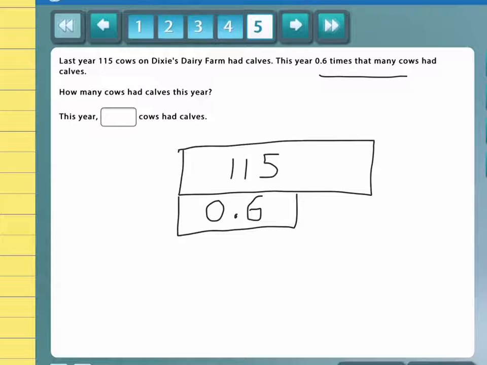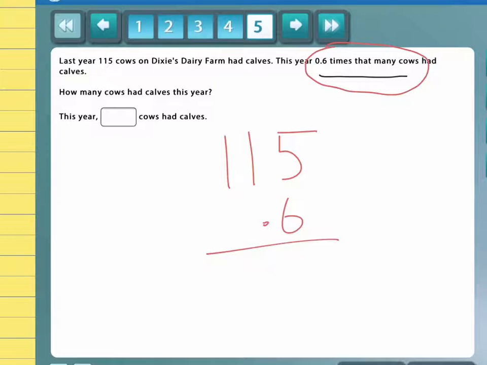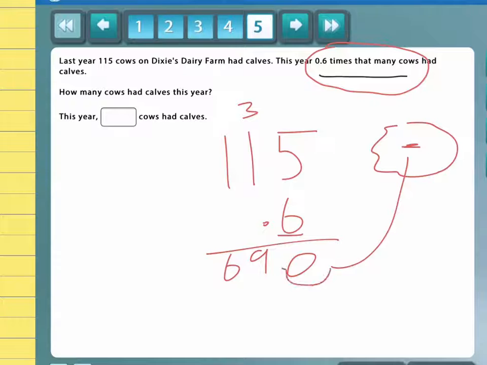Last year, 115 cows on Dixie's dairy farm had calves. This year, 0.6 times as many. So that is less than a whole amount. So you're going to be 0.6 times 115. So let's multiply that. 115 times 0.6. So again, we go to decimal island. There's one decimal space here, so let's put that over here, one space. And let's multiply without the decimal now. So the answer would be 690. The decimal place comes back into play, and the answer would be 69. So this year there would be 69 calves.